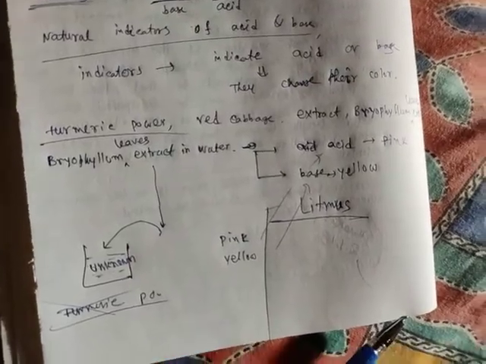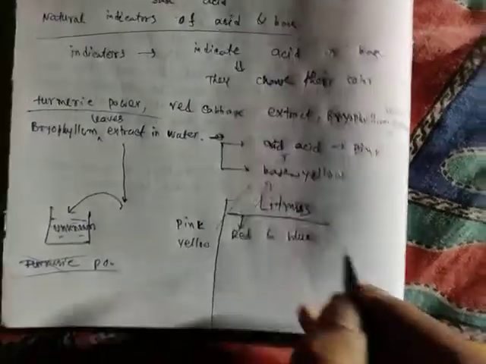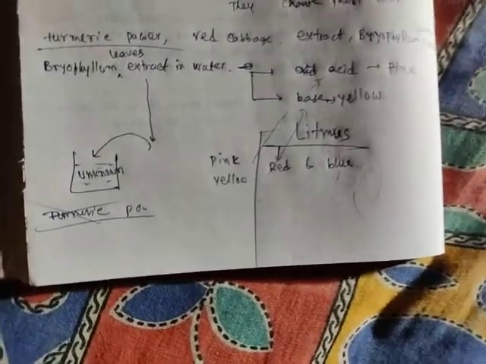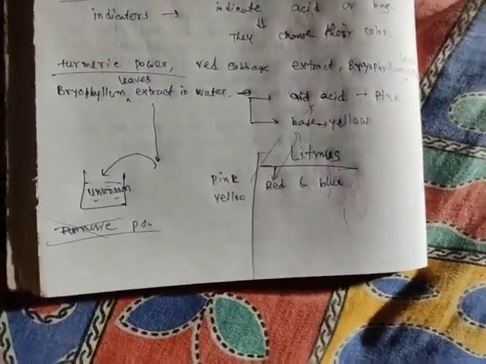In laboratory, we use litmus. What is litmus? Litmus is an acid base indicator. Normally it's a kind of paper, and there are two types of litmus paper. One is red and another is blue. It is naturally dyed red and blue color.